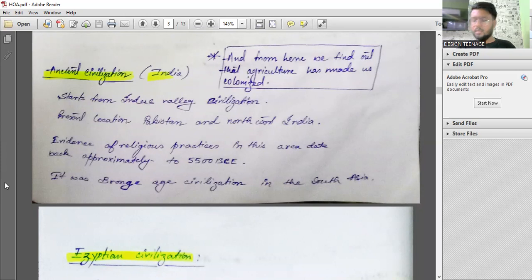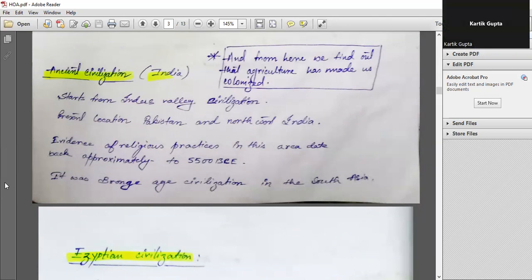See, this ancient civilization of India, the Harappan civilization, which is also known as the Indus Valley civilization, was followed by the early civilizations beside the Nile River and over the Indus River.